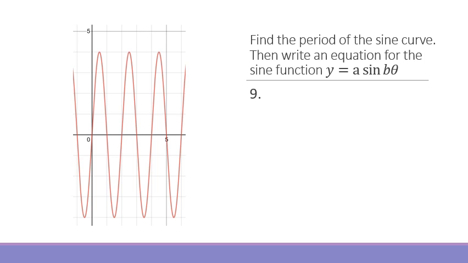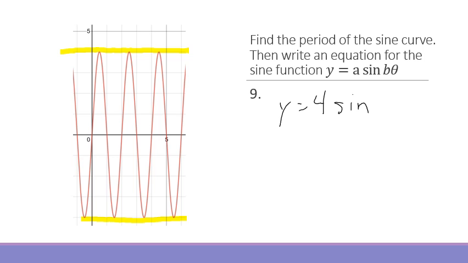All right, next problem. Find the period of the sine curve and then write the equation. So let's look at this picture here. What is the amplitude of this graph? The graph is going from a maximum of 4 to a minimum of -4, so our amplitude is 4. So my equation is going to start out as y = 4 sine.